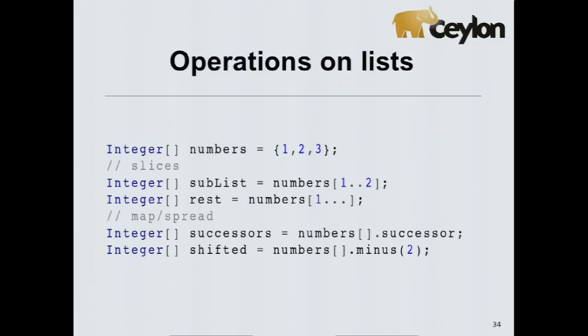And if we can do that with attributes, we can do that with methods as well, right? So we can call minus 2 on each of the elements in numbers. So we'll have minus 1, 0, and 1.